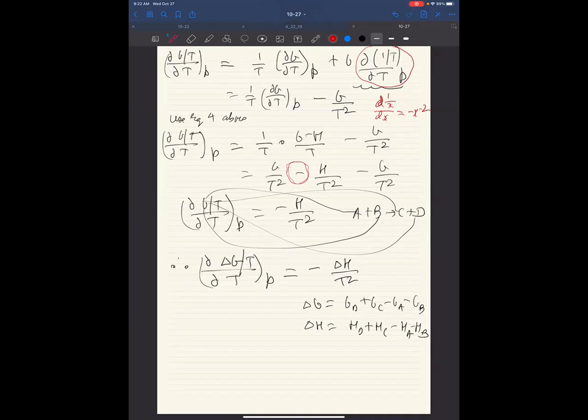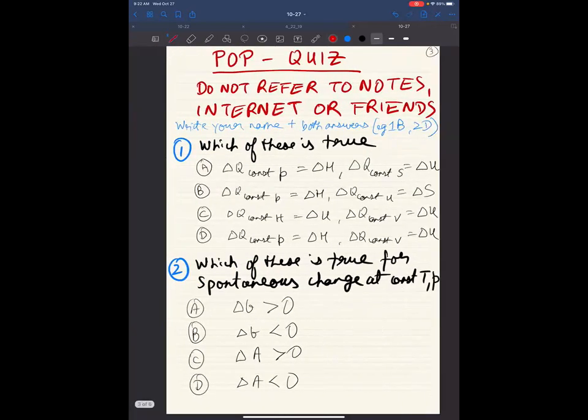So for the... Yeah. So what I motivated it was the other way around, but you know, it's a connection between delta G and delta H, right? That's it. Okay, any more questions? All right, it's time for a pop quiz.